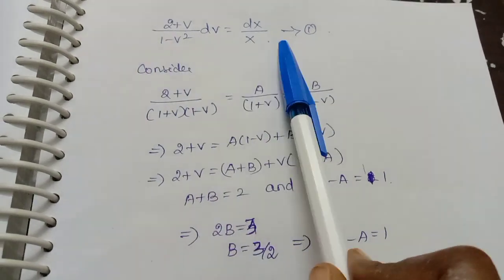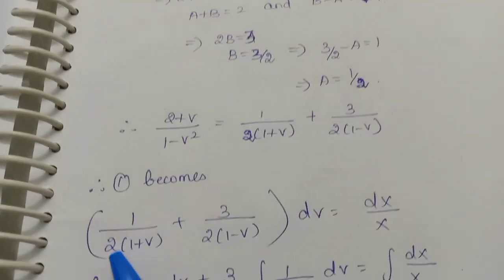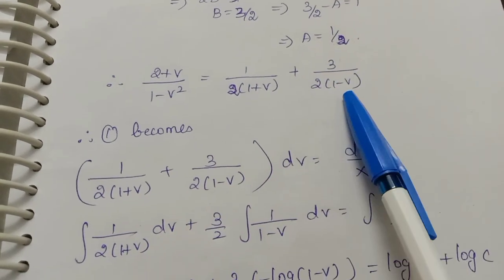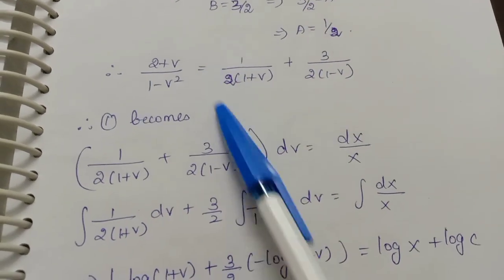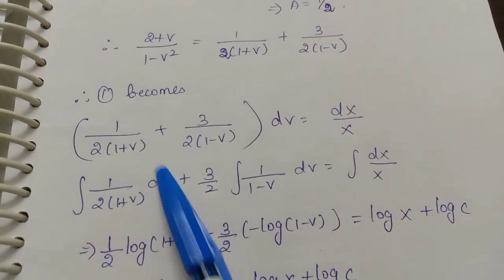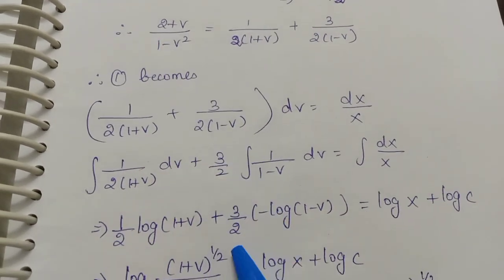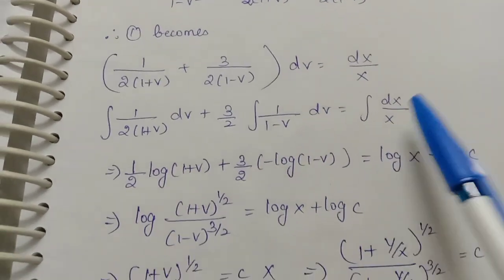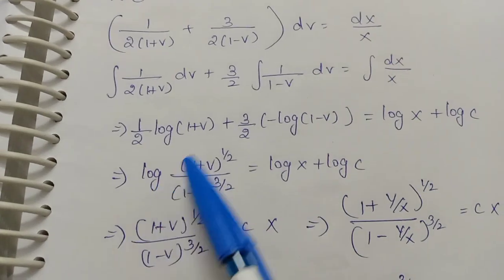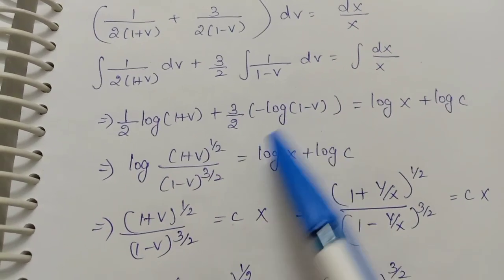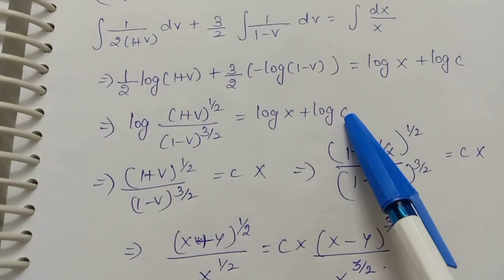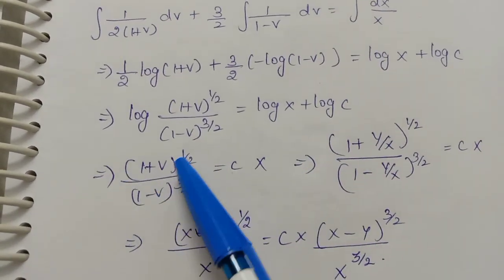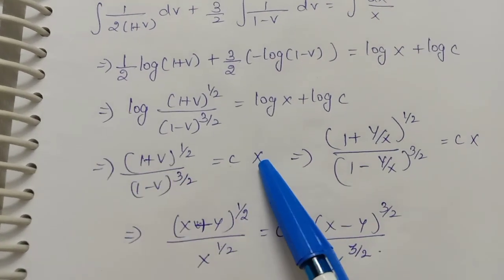Substituting it in equation number 1, we are getting (2 plus v) by (1 minus v square) equal to 1 by 2 into 1 by (1 plus v) plus 3 by 2 into 1 by (1 minus v). Now you have to take integration on both sides. So this is 1 by 2 log of (1 plus v) plus 3 by 2 log of, here it is only (1 minus v), no? So minus log of (1 minus v) equal to log x plus log c. So log of (1 plus v) power half by (1 minus v) power 3 by 2 equal to log x plus log c. Removing log on both sides, we are getting (1 plus v) power 1 by 2, (1 minus v) power 3 by 2 equal to cx.